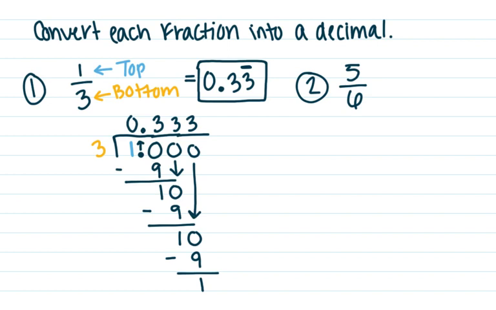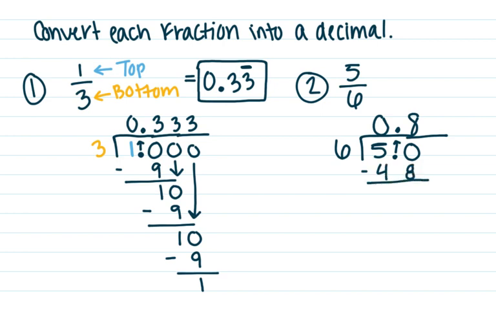Let's do another one. Here I'm going to divide 5 by 6. My 5 is my dividend, so it goes inside. My 6 is my divisor, so it goes on the outside. I start to divide. 6 does not fit into 5, so I put a 0, add a decimal point, and add a 0 to continue the division. 6 fits into 50 8 times. 6 times 8 is 48. I subtract and I get a 2. Add a 0 to bring down. 6 goes into 20 3 times. 3 times 6 is 18. I subtract. I get a 2.